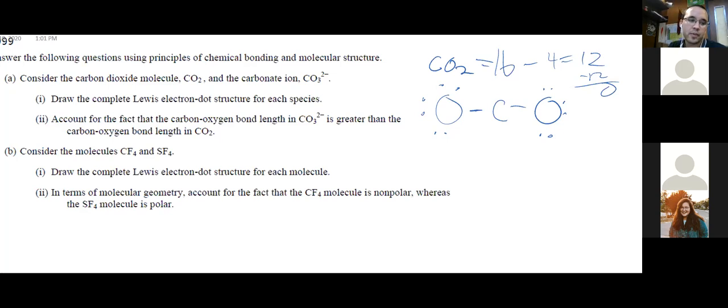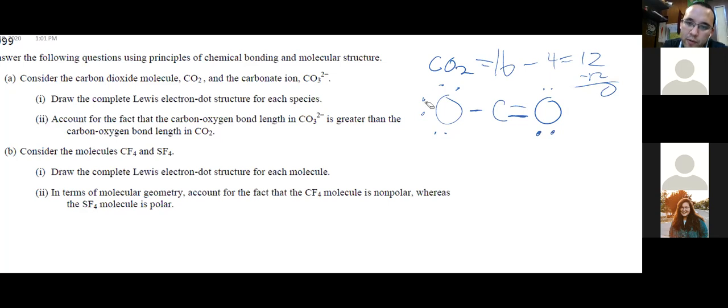No. And why not? What's the problem with it? The carbon doesn't have 8. Good. So what do we need to do? If we have no more electrons to put in there, but carbon needs more, what can we do? Borrow from oxygen. All right, we can make a double bond, draw from that oxygen. So we do that once. Is that enough, or do we still need to do more? More, one from the other side.